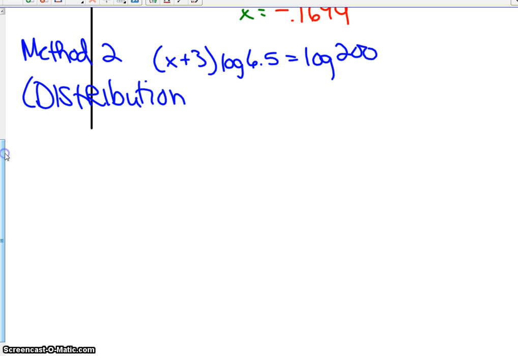So how it works is, remember, this is a number. I'm going to distribute that number through the parentheses. Now I want to put x times log of 6.5. I don't want to put log 6.5 times x, okay, because I'll get mixed up thinking the x is part of the logarithm, which it isn't. I'm going to take this number times the 3.